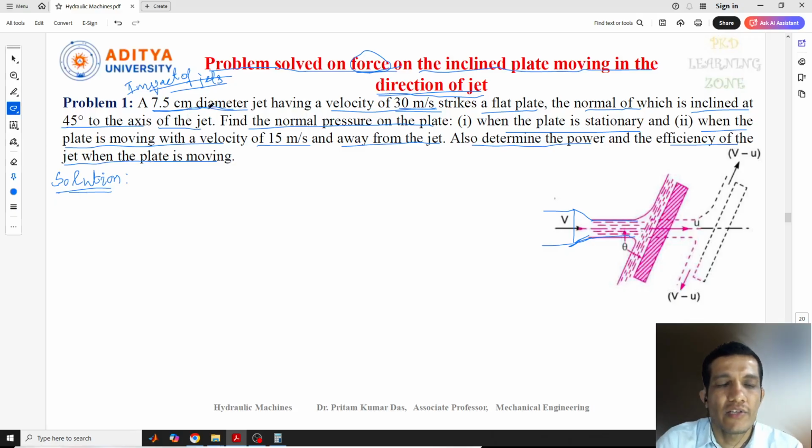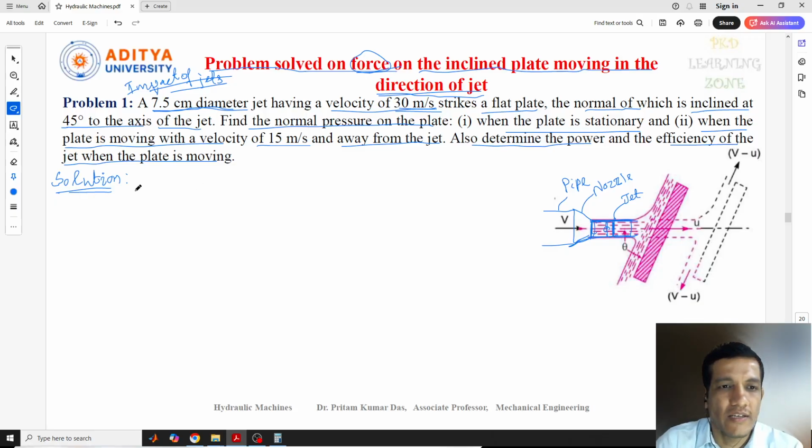In the first line itself we can see the diameter of the jet is given. The diameter of the jet is this one. This is the pipe through which the water is coming, and this is the nozzle through which the fluid comes out, which is connected to this pipe, and this is the jet. The jet is circular, so the diameter of this pipe is given. So this is the diameter of the jet.